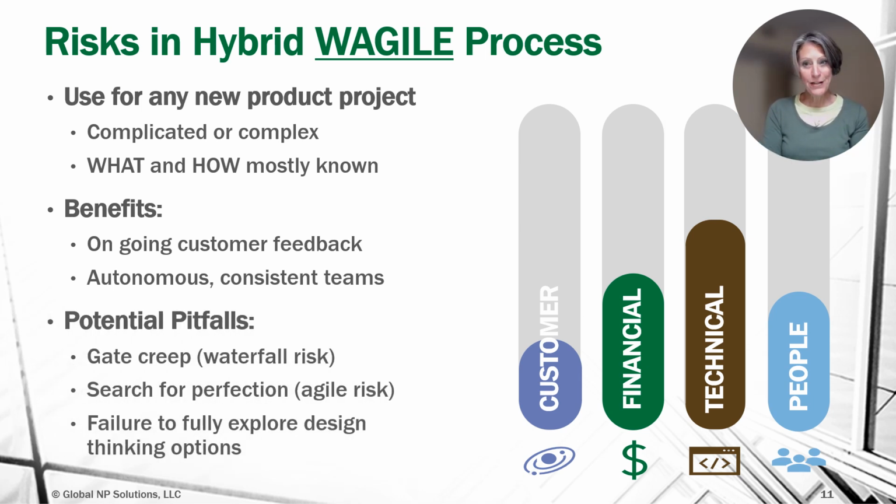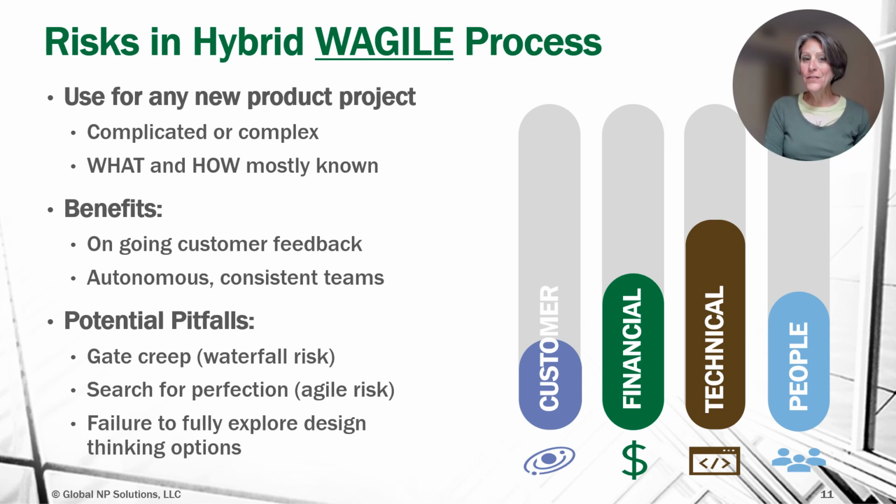There are some potential pitfalls with WAGILE, just like any process. In particular, there's a risk of turning to waterfall, getting gate creep in, so that at a specific gate, the reviewers require higher levels of information. So at the equivalent of a gate 2, they're requiring gate 3 or gate 4 information. That reduces your flexibility and increases the time of production for working through the product development effort.